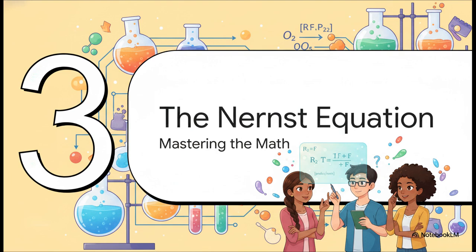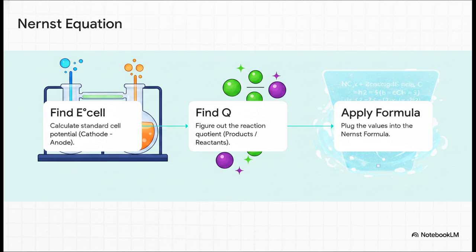Section 3. The Nernst equation, mastering the math. Okay, so we just talked about standard cell potential, but what happens in the real world when our concentrations aren't perfectly standard? Enter the Nernst equation. Now, I know this formula looks super intimidating, but please do not panic. We're going to break it down.